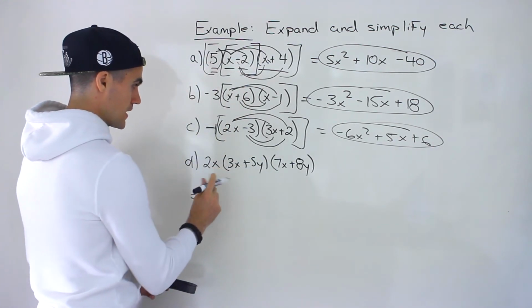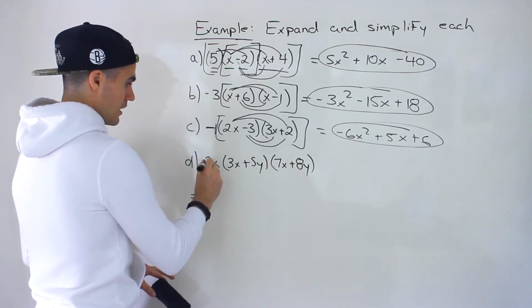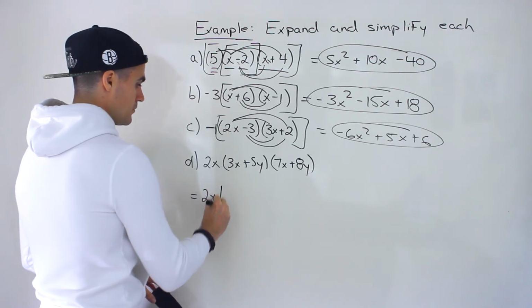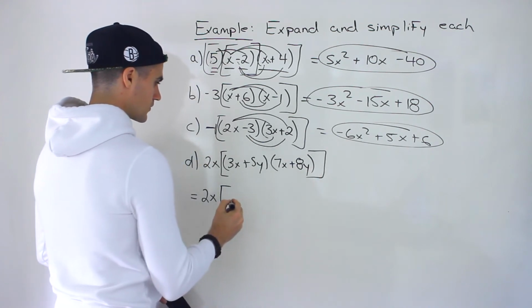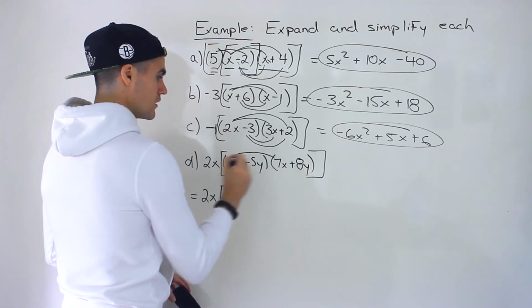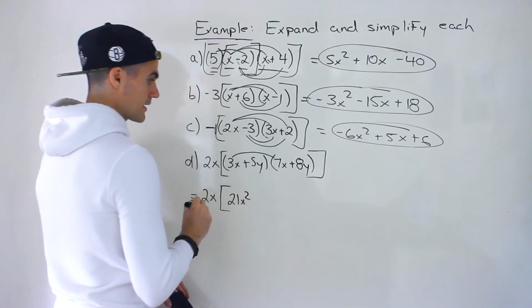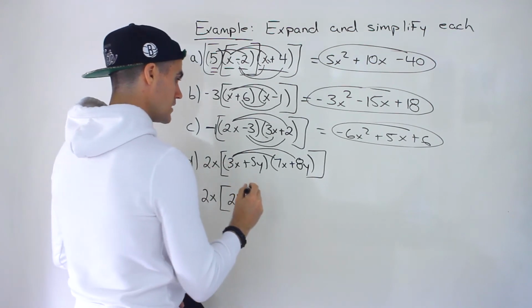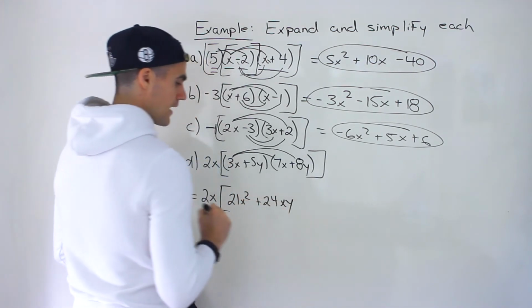So got the 2x. Now here, just be careful. We got multiple variables. And then we have a variable here. So we got the 2x on the outside. I'm going to keep that on the outside for now. I'm going to multiply these over here. So we'll have 3x times 7x would give us 21x squared. 3x times 8y would give us 24xy.